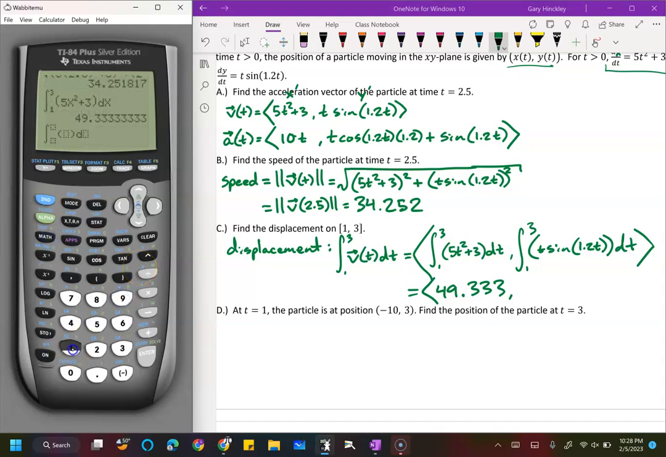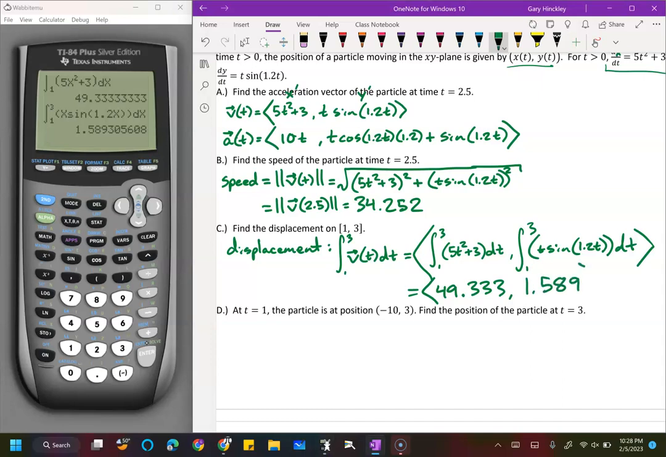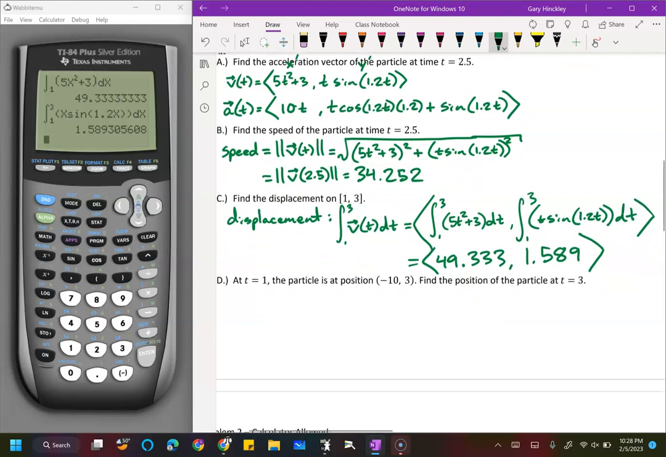All right, 1, 2, 3 of t sine of 0.2x, close that out. It's there, and then dx. All right, so that is 1.589, and that would be our displacement vector.